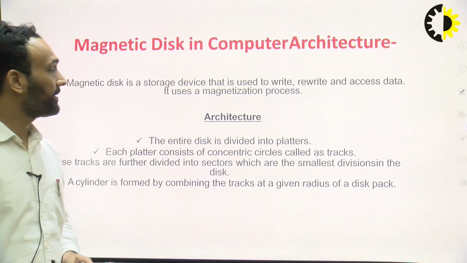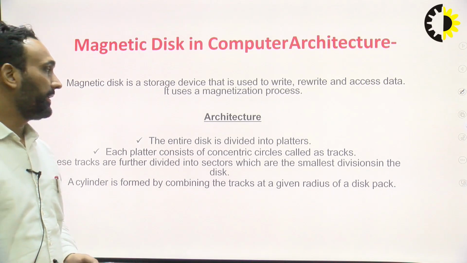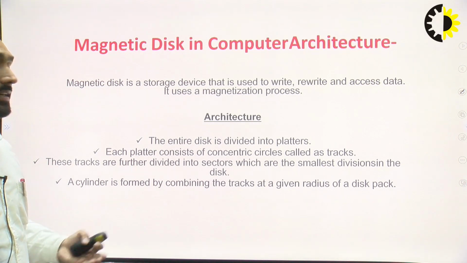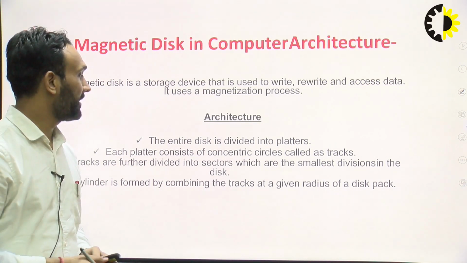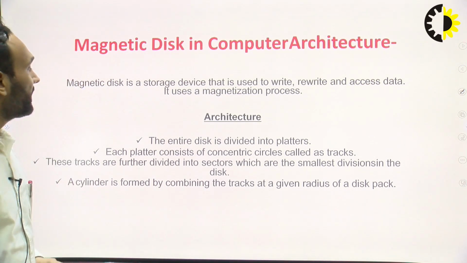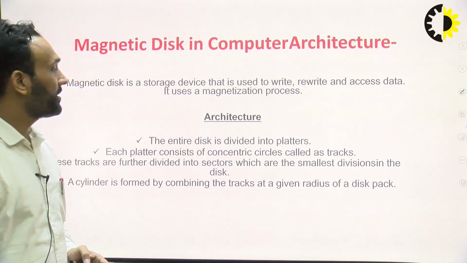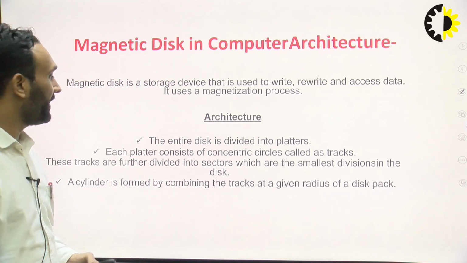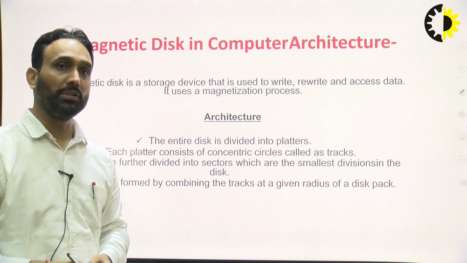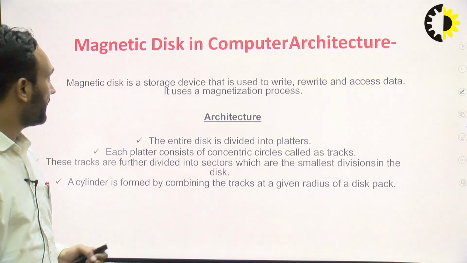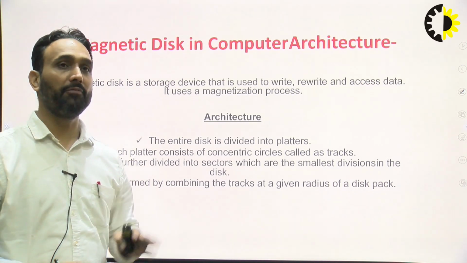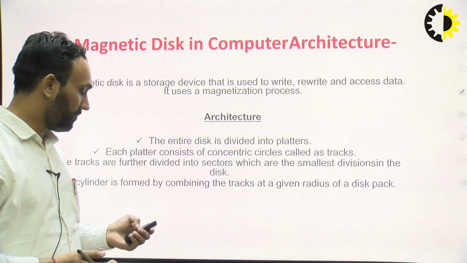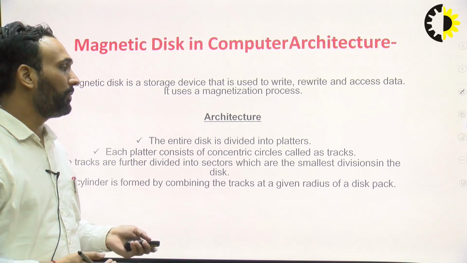In this architecture, what does it contain? The entire disk is divided into platters, just like a plate as we see. Secondly, each plate consists of concentric circles called tracks that are used to store the information, and each track is divided into a number of sectors, and a cylinder is formed by a combination of these tracks. When we put these tracks one by one from one plate to another, we form a cylinder.